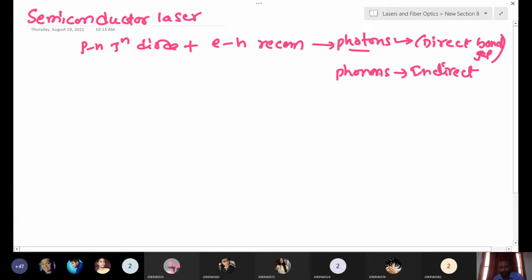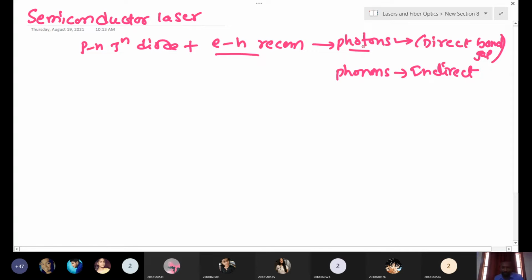So before starting the laser experiment or any preparation or fabricating the laser or LED, our aim is to emit the photons. To emit photons, which band gap material we have to choose means, here we have to choose direct band gap materials. So semiconductor laser means it's a simple p-n junction diode. When electron and hole recombine, it emits the photons. This will happen in direct band gap semiconductors.